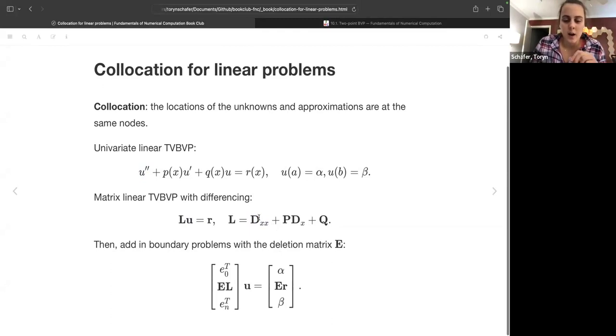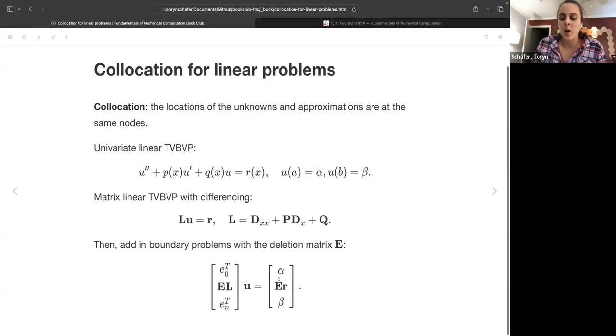Okay, and then we want to use the boundary problem. Essentially, this is a little bit verbose, but they say you can create this deletion matrix E that takes away the first and last rows of L. And then these are the vectors that only have a one. This has a one at the zero position and zero everywhere else, so it just picks up the first element, right? So the first node is equal to alpha and the last node is equal to beta. So your first and last nodes are the boundaries.